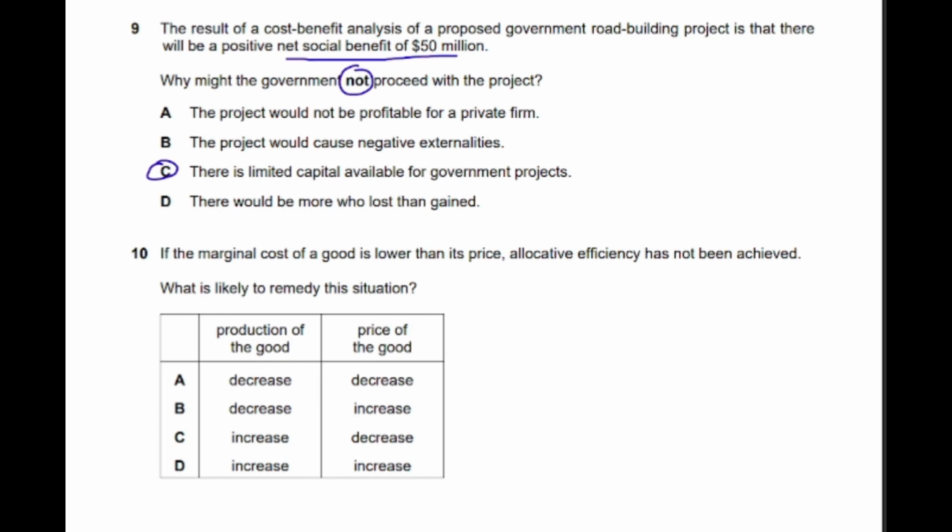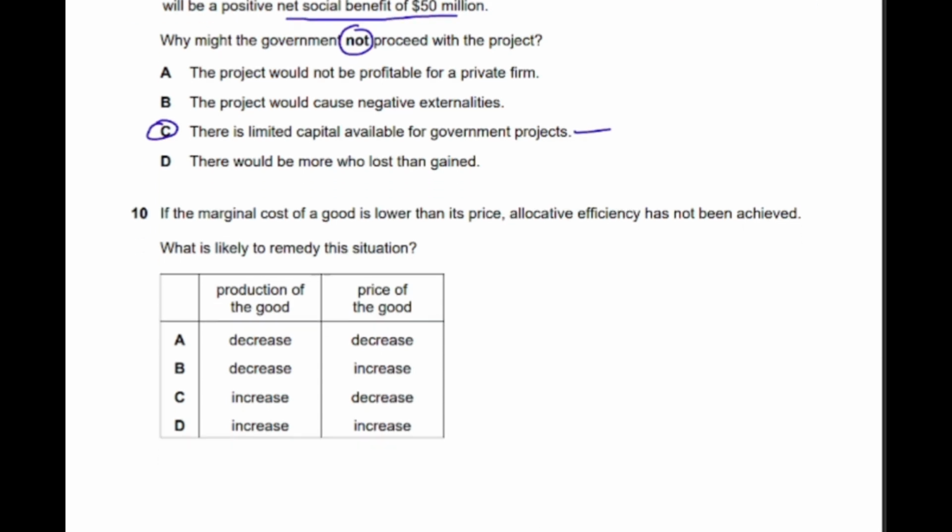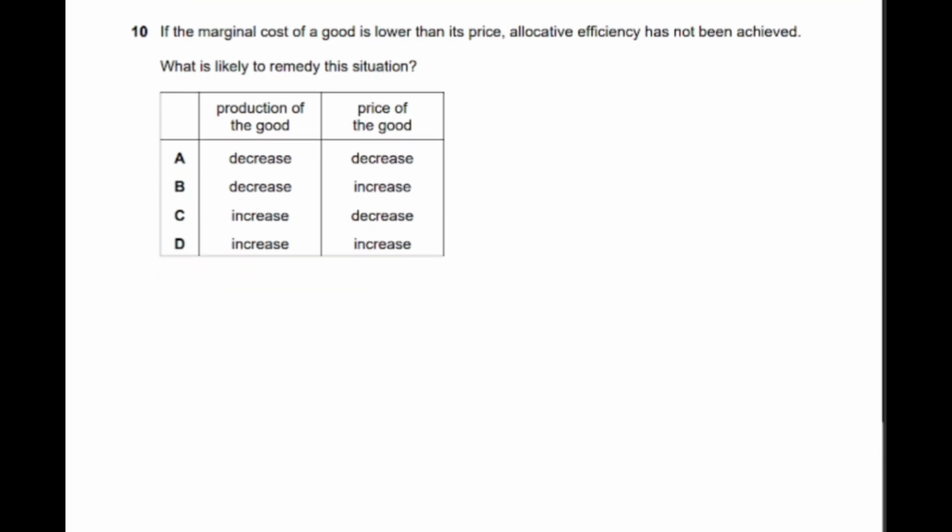There is limited capital available for the government project. So even if the project has benefits for society, if the government doesn't have sufficient funds, then definitely it cannot undertake this project. So again, read other options as well and write in the comment if you don't understand them.